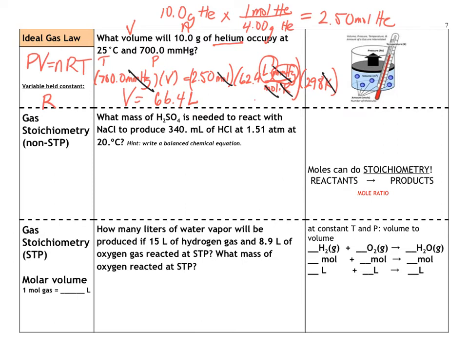So this law tells us essentially we can find out all the information about a gas as long as we have 3 of the 4 variables: pressure, volume, moles, or temperature.